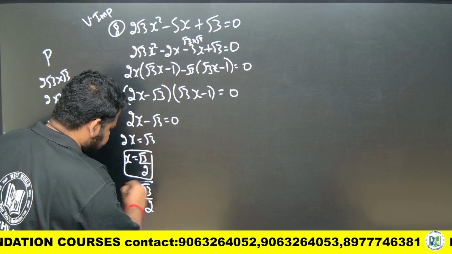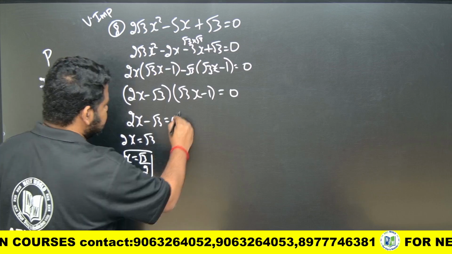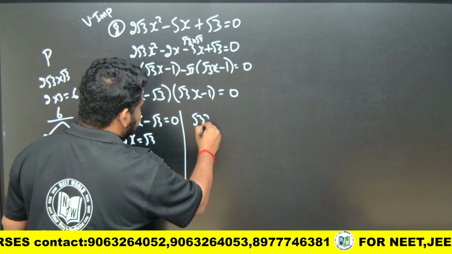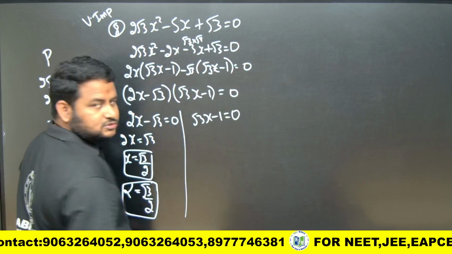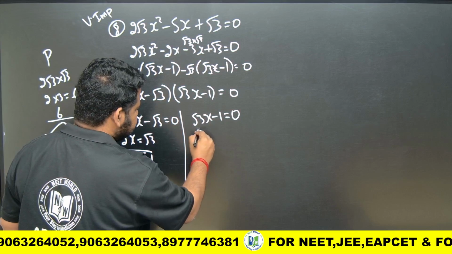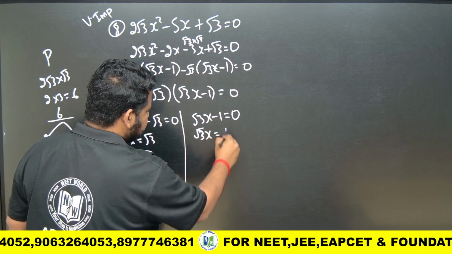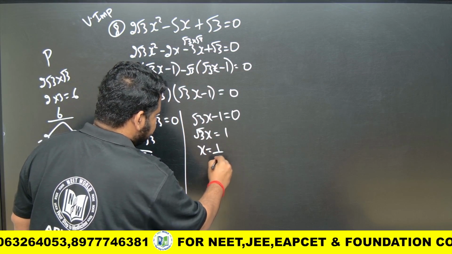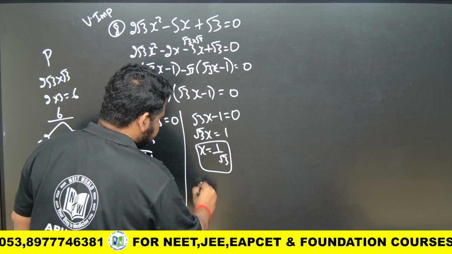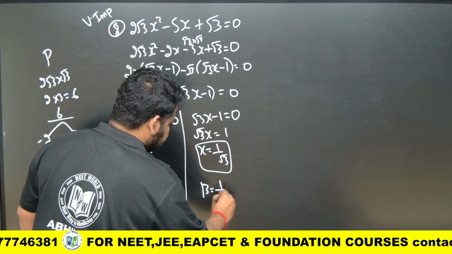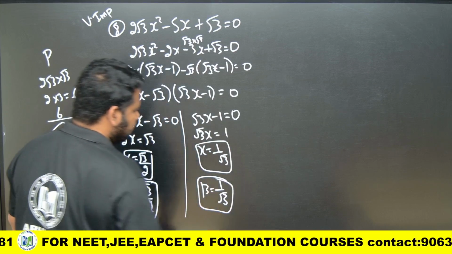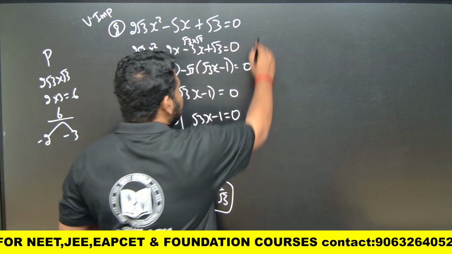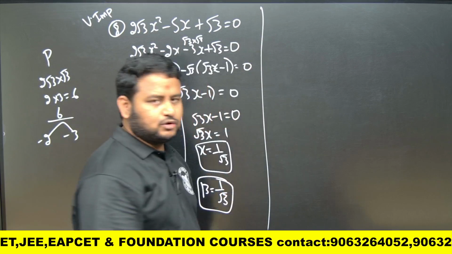We got. Here what we have, friends? Here root 3x minus 1 is equal to 0. So, if I send it that side, it will become root 3x. Okay, root 3x is equal to 1. So, x will be equal to 1 by root 3. We got x is equal to 1 by root 3. So, beta will be equal to 1 by root 3.